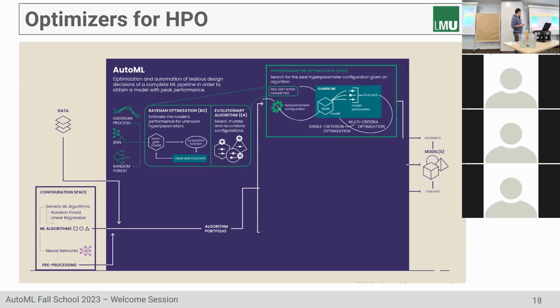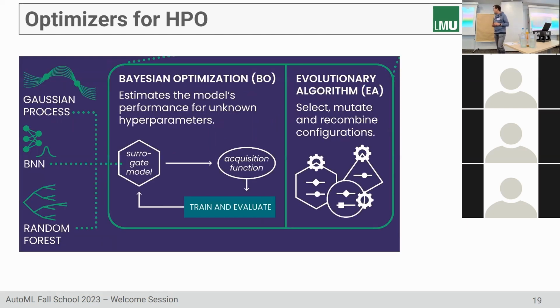Other than that, we also need to have some means or some approach to do this optimization. And there we are mostly dealing with Bayesian optimization or evolutionary algorithms. So let's zoom in here so that you can also read. The pictures are pretty smallish in the background, maybe.